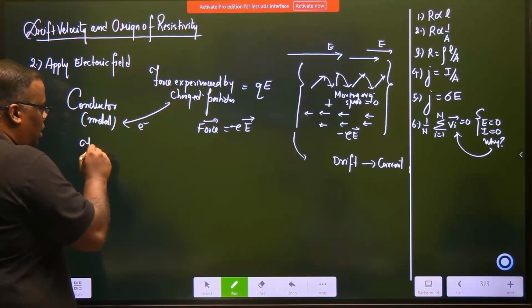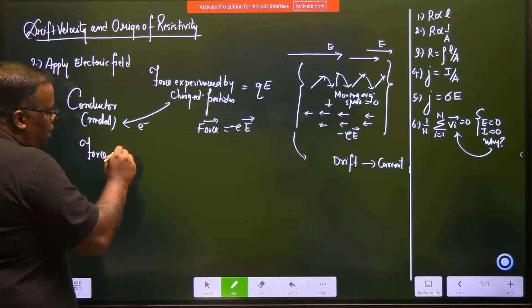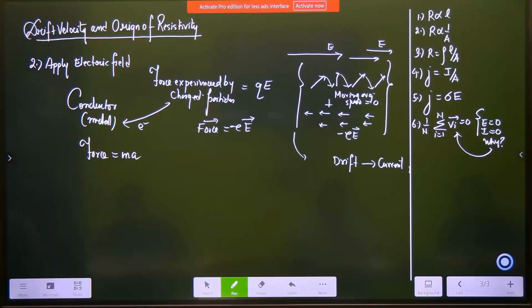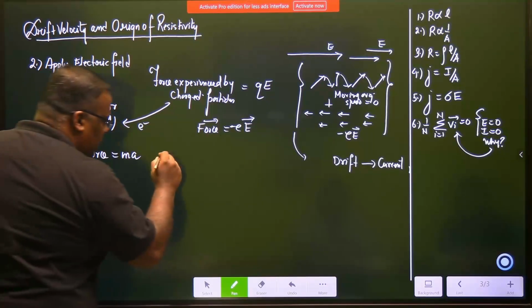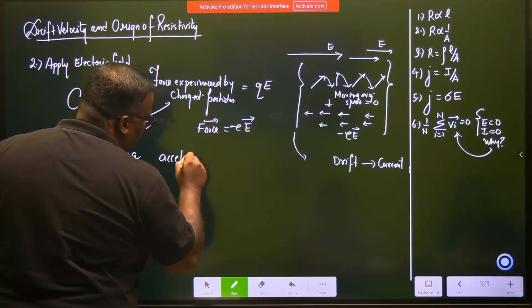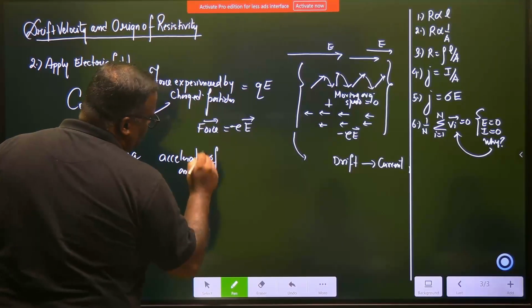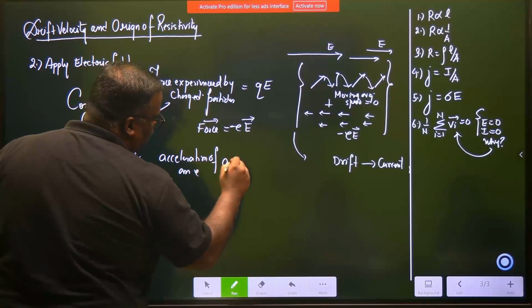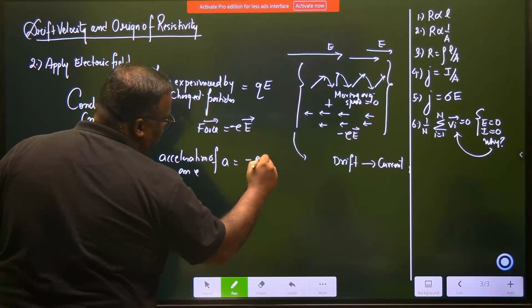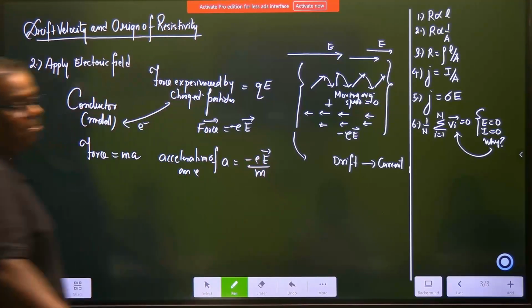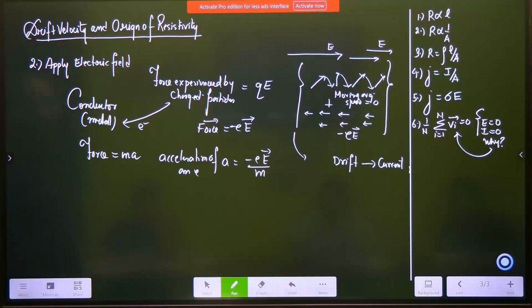Let's go back to our grade 9. Force F is always given by ma. So the acceleration of an electron, say a, should be equal to the force, that is eE, divided by the mass of the electron, which is m. Hold on, I'll give you time to write.